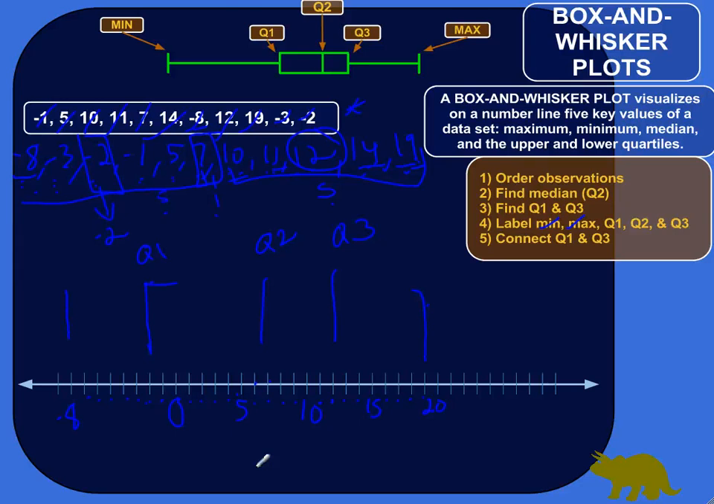So now we just connect these across here, Q1 to Q3, like that, and that makes the box of the box and whisker plot. And then we connect the min to Q1 and the max to Q3 like that, and that gives us the whiskers in the box and whisker plot. So there we go, a box and whisker plot for a set of data.